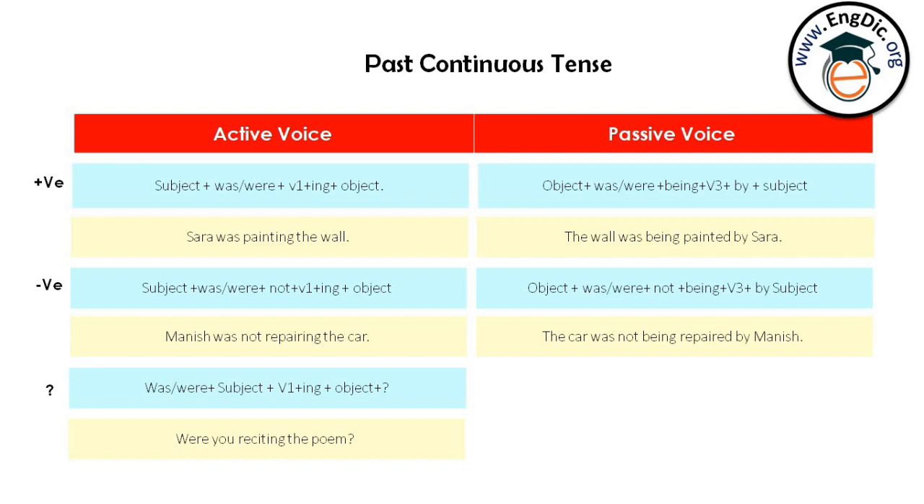Now the passive voice of this sentence would be: was/were, the object, being, third form of verb, by, subject, and then the question mark. The sentence will change to, was the poem being recited by you? First we have put was, then the object, the poem, then being, then third form of verb, recited, and then by, and then the subject, and then the question mark.